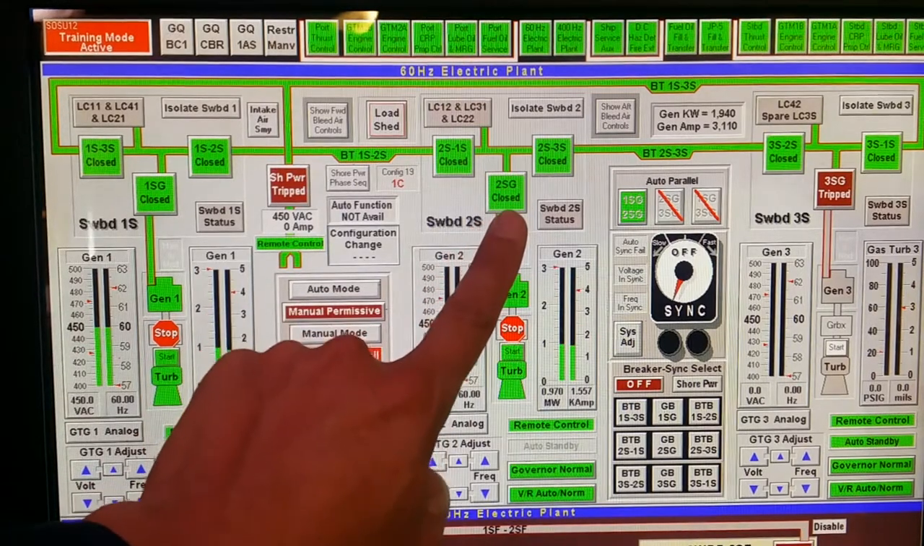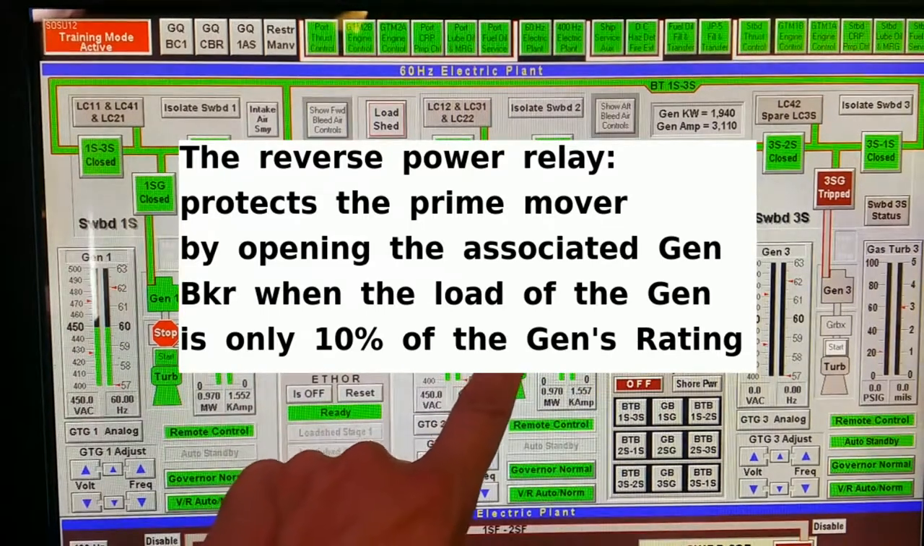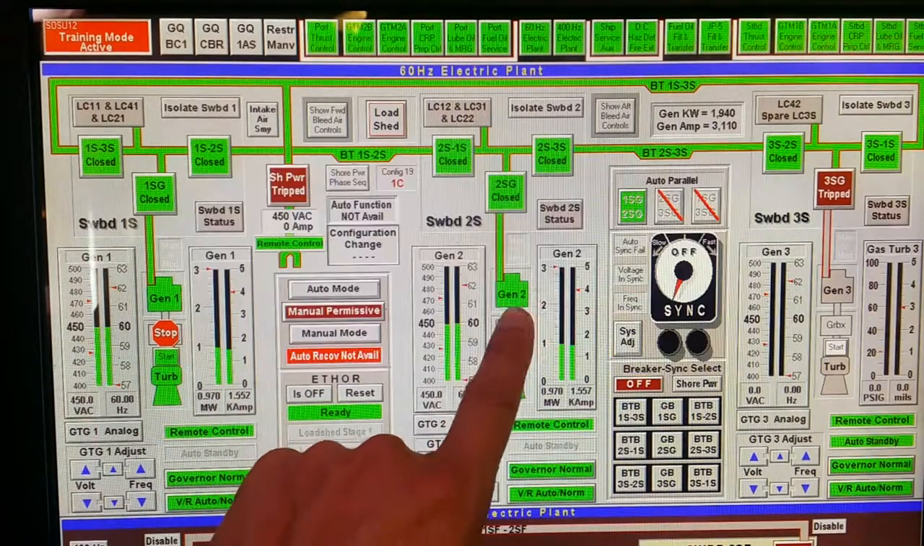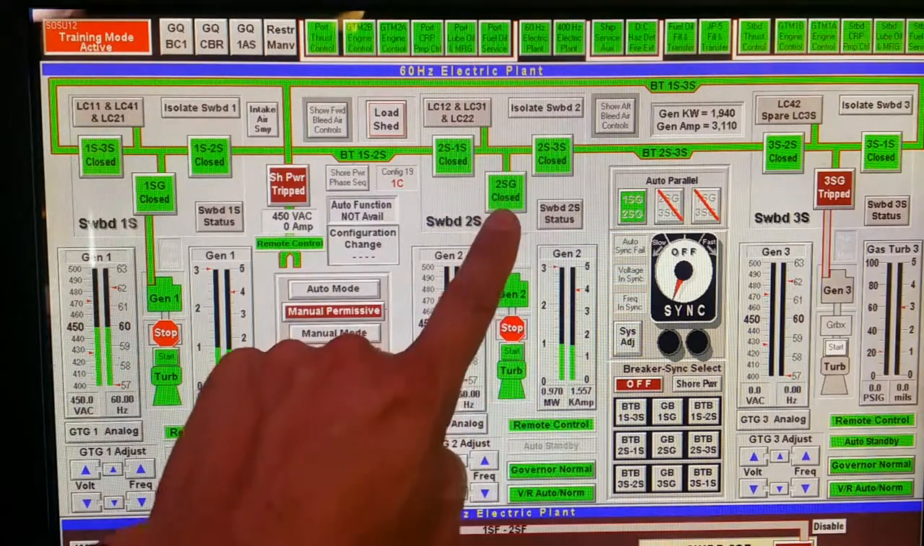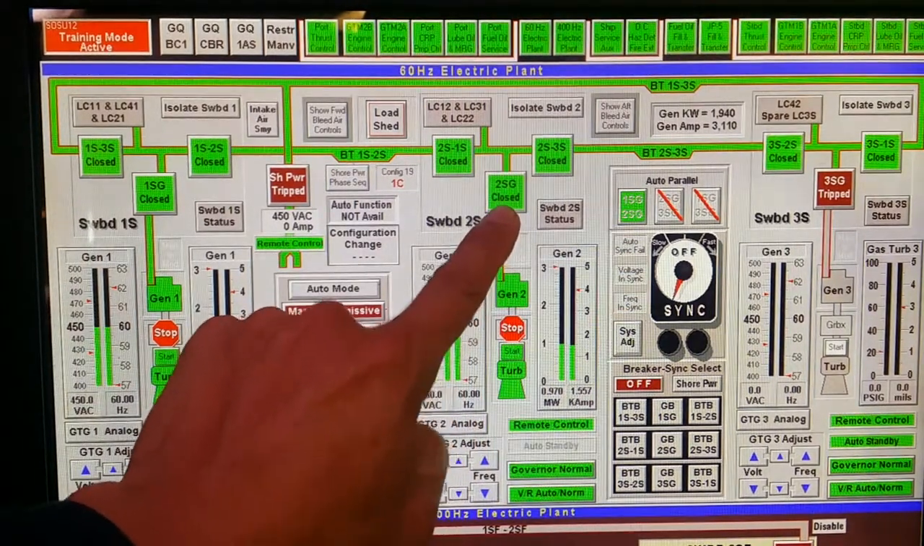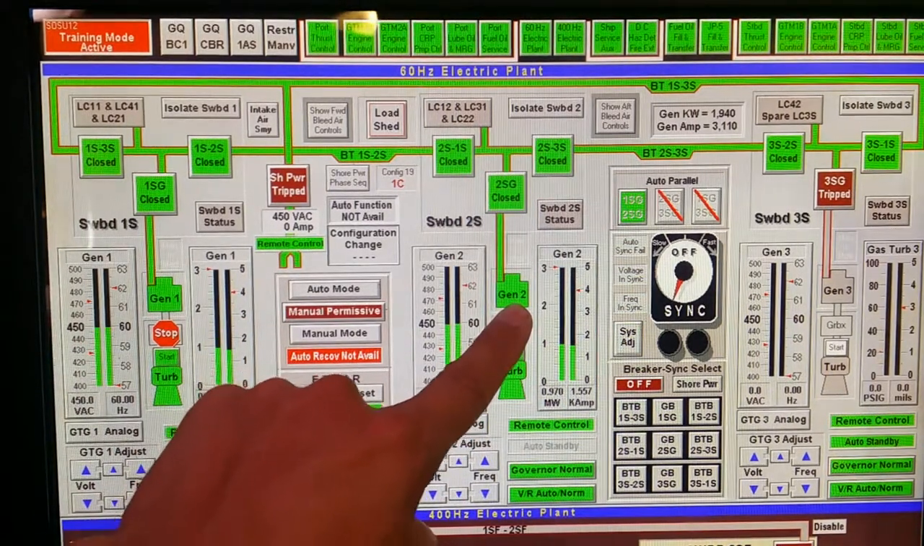The reverse power relay in all ships that I've been to is always set to 10% of the rated value of the generator. For our case, this is a 2500 kilowatt generator, so it will open when this generator is only giving out 250 kilowatts.